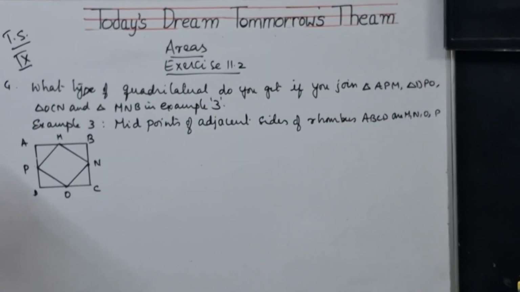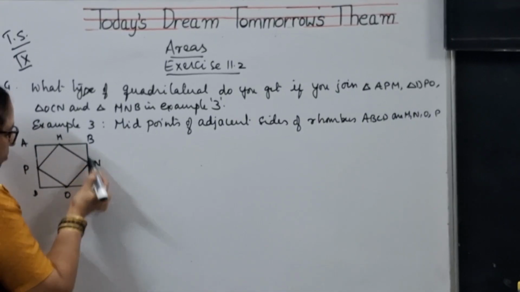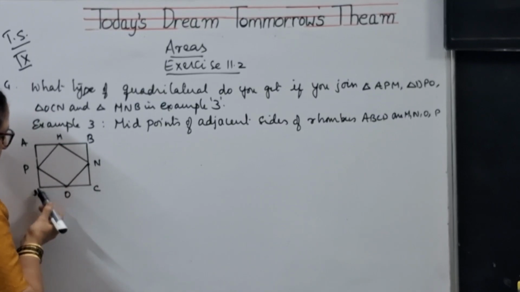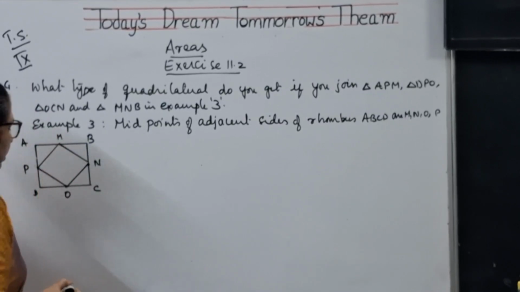So the fourth question is, what type of quadrilateral do you get if you join APM, DPO, OCN and MNB in example 3 they said. So what is example 3? Example 3 says that midpoints of adjacent sides of rhombus ABCD are MNOP. The problem is different but important points I have taken here. ABCD is a rhombus, children, and M is the midpoint of AB, N is the midpoint of BC, O is the midpoint of CD, P is the midpoint of AD.